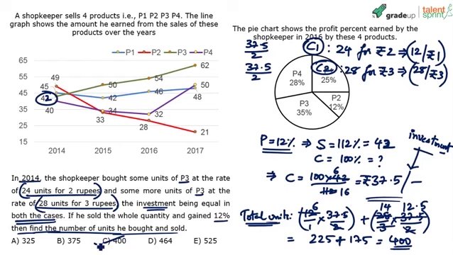I apologize for this error in the graph. It is supposed to be 42 and not 43. But the point is simple.